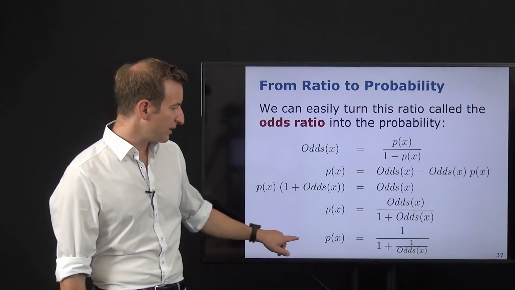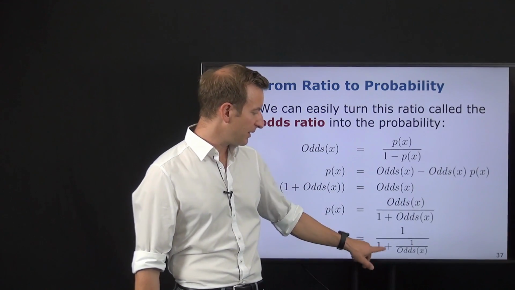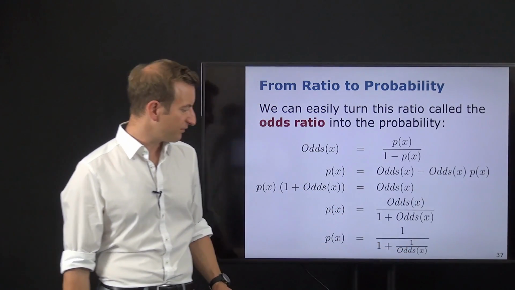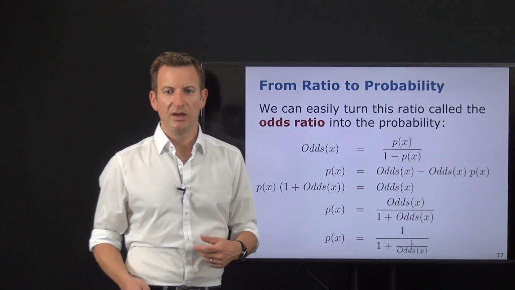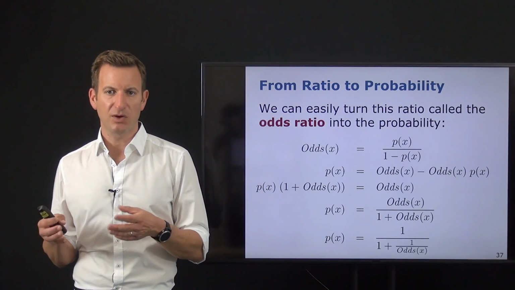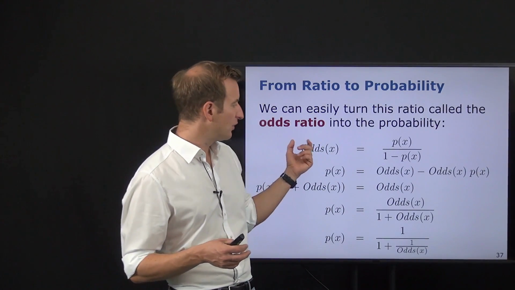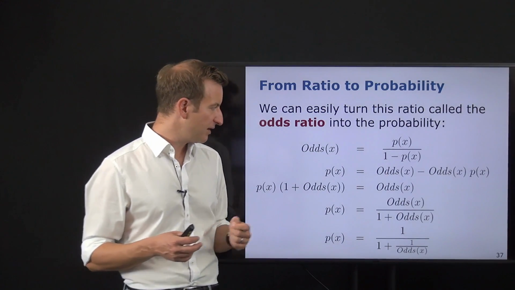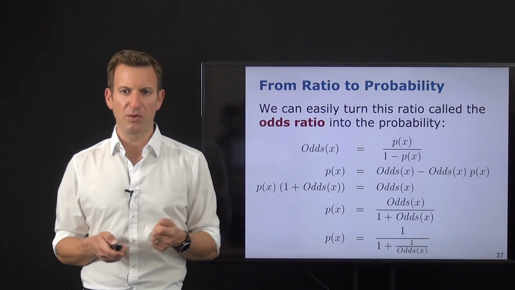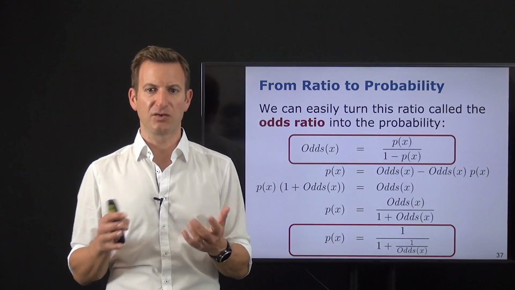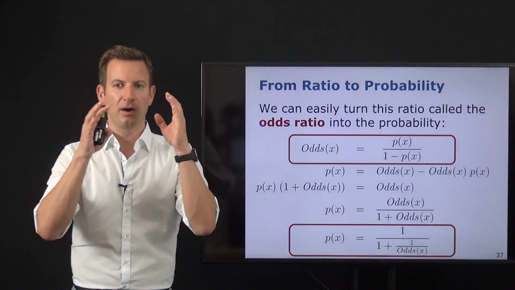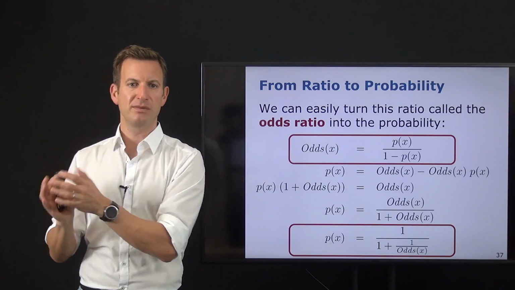Or I can also write it as 1 divided by 1 plus 1 divided by the odds of x. So this is equivalent. What I have in the end is an equation to turn those odds back into probabilities, and also the probabilities into odds. So both sides of this term are there. With those two equations, I can turn odds into probabilities and probabilities into odds.